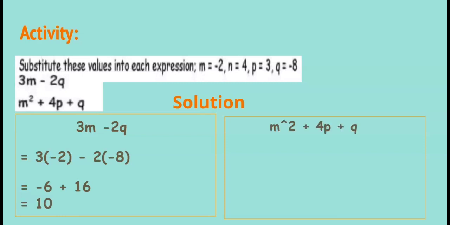A total of 10. For our second question, m squared plus 4p plus q is going to give us negative 2 squared plus 4 times 3 minus 8, or 4 plus 12 minus 8, which is 8.